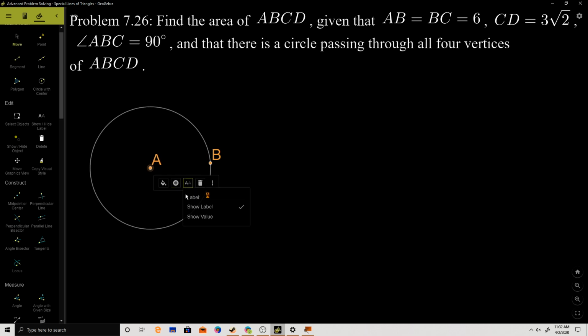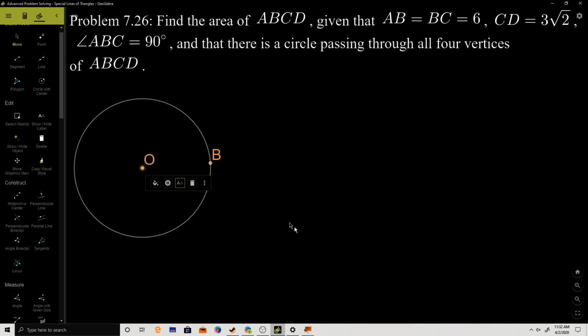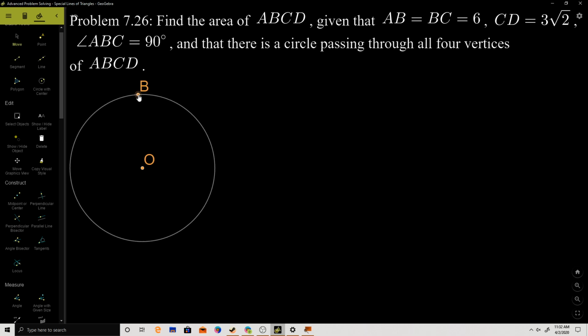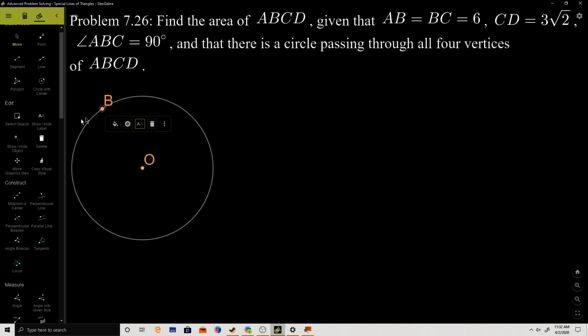I want to rename this to maybe like O, which will be the center. And then we got 4 points. We already have point B over here. Then we need point A, where it makes a 90-degree angle with C, so point A can be like there. And then C will be over here. And then some point D.